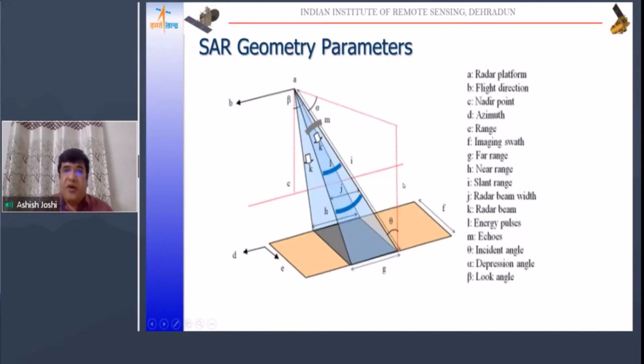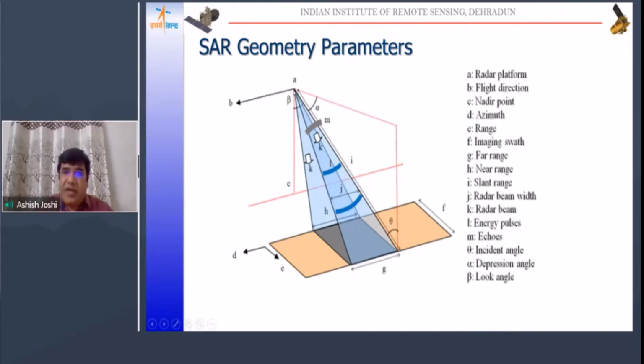So what are the SAR geometry parameters? After we have got the level 1 data, we have to do some geometrical corrections to the level 1 data to have the ground range data, geocoded ellipsoid corrected and geocoded terrain corrected data. So this is a typical SAR geometrical parameter diagram.